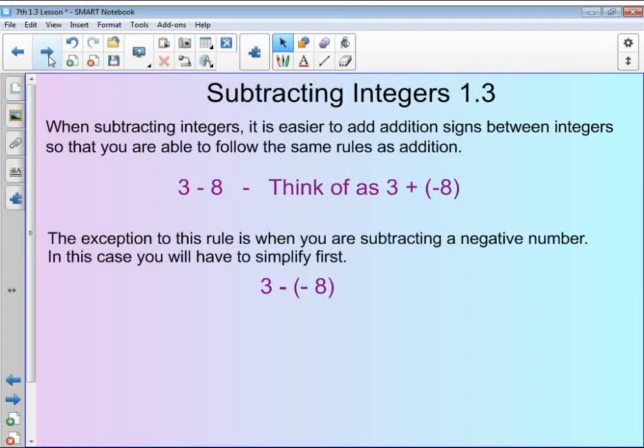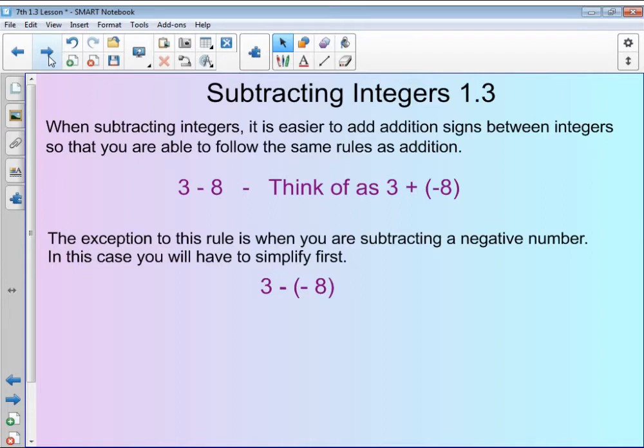Working with subtracting integers. When subtracting integers, it is easier to add addition signs between integers so that you are able to follow the same rules as addition. Okay? Remember when we worked with addition of integers, we used those sayings: same symbol, find the sum, apply the same symbol; and different symbols, find the difference, apply the larger sign.